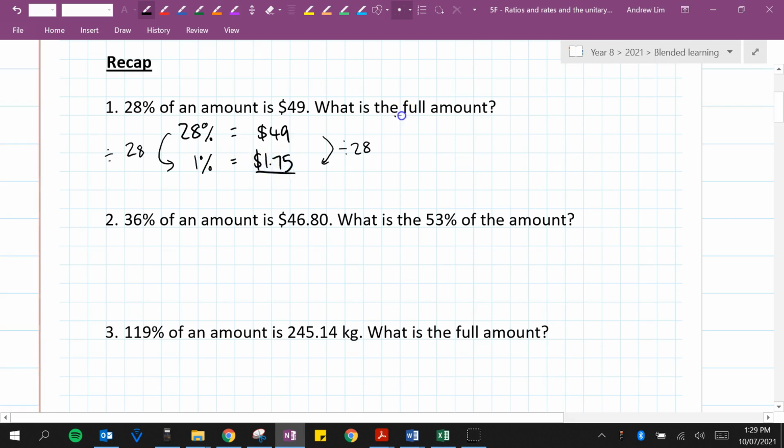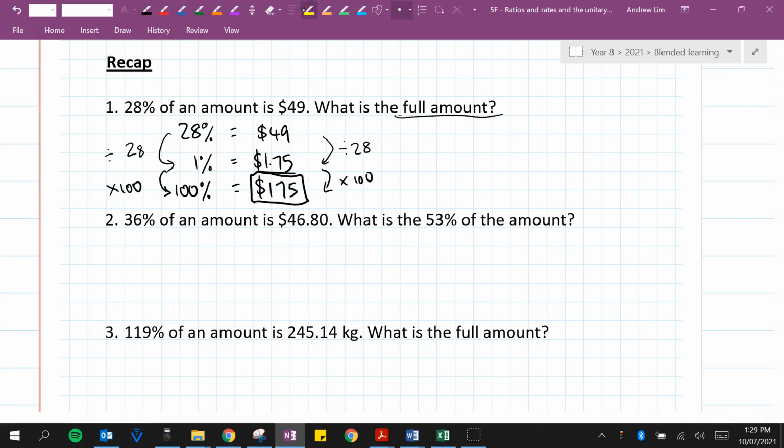The question asks, what is the full amount? The percentage that is associated with full amount is always 100%. So now we can take that 1 and we can times it by 100, which is $175. That's our final answer.